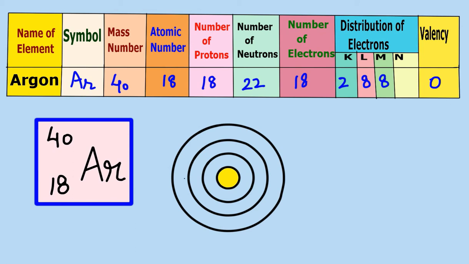It has no tendency to combine with any other element. And now we will show 2 electrons here in the K shell, 8 in L shell: 1, 2, 3, 4, 5, 6, 7, 8, and 8 in M shell: 1, 2, 3, 4, 5, 6, 7 and 8. So this is the electronic distribution of argon.